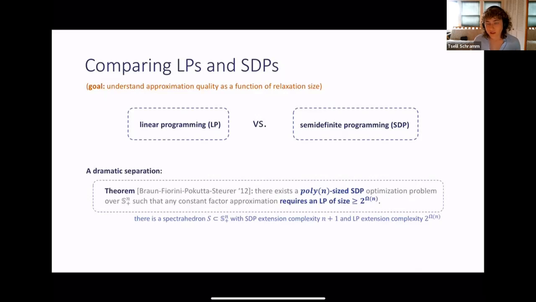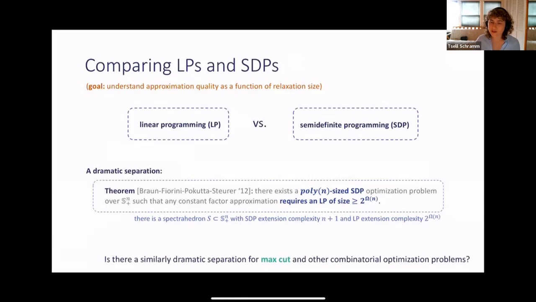And it turns out that there's a dramatic separation between the power of linear and semi-definite programs. A theorem of Braun, Fiorini, Pokutta, and Steurer asserts that there exist polynomial size semi-definite programming problems that require exponential size linear programs. So in general, this shows that semi-definite programs are much, much more powerful than linear programs, exponentially more powerful, in fact. And the question that I want to address in this talk is: is there a similarly dramatic separation for max cut and for other combinatorial optimization problems which we know and love?